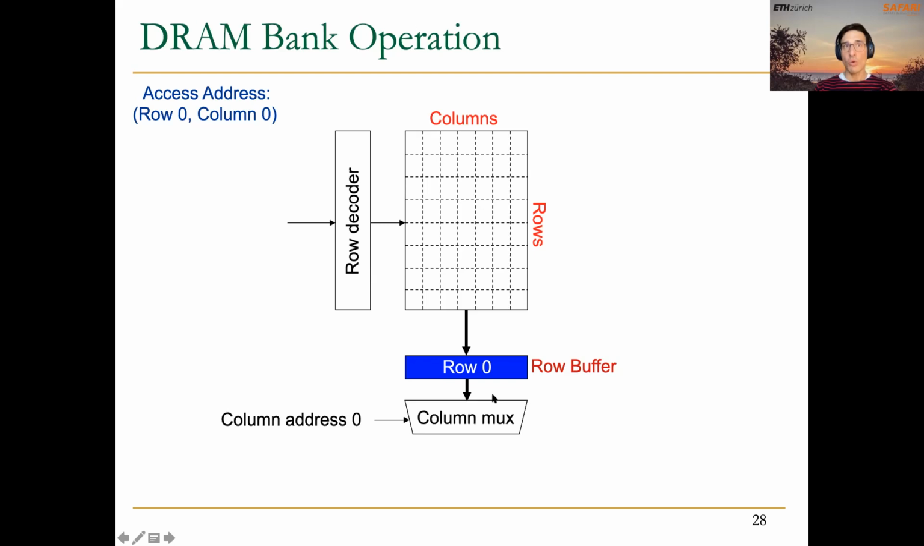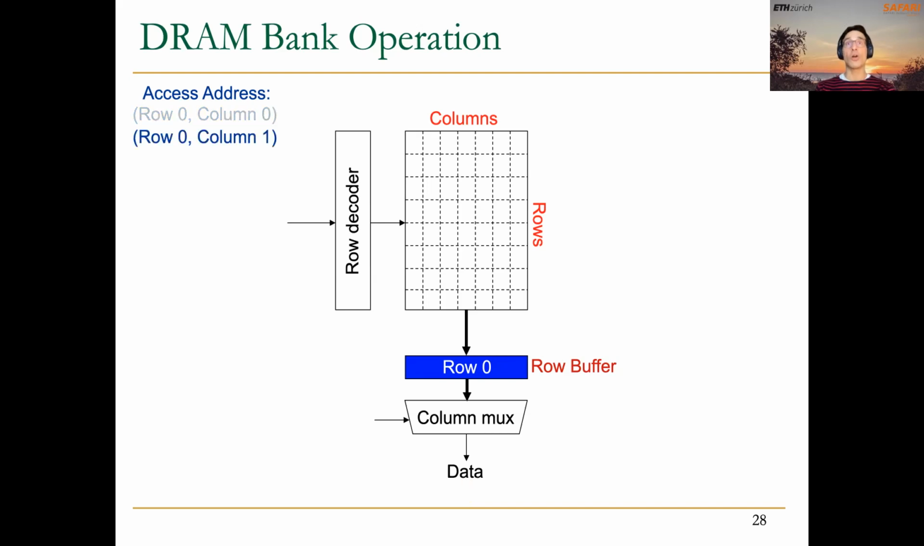At that point, we can use the column address to access the specific elements or specific cache lines inside this row 0 that we want to access. And we use the column address in that case. So that's the element in row 0 and column 0. So we read this out of the DRAM bank.